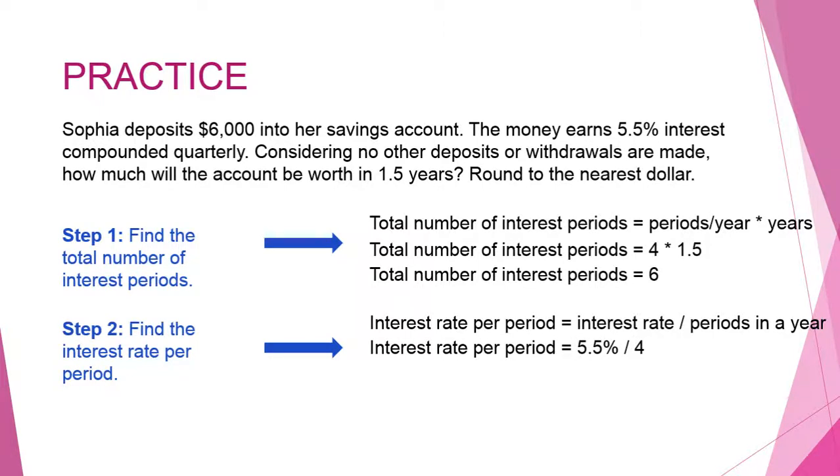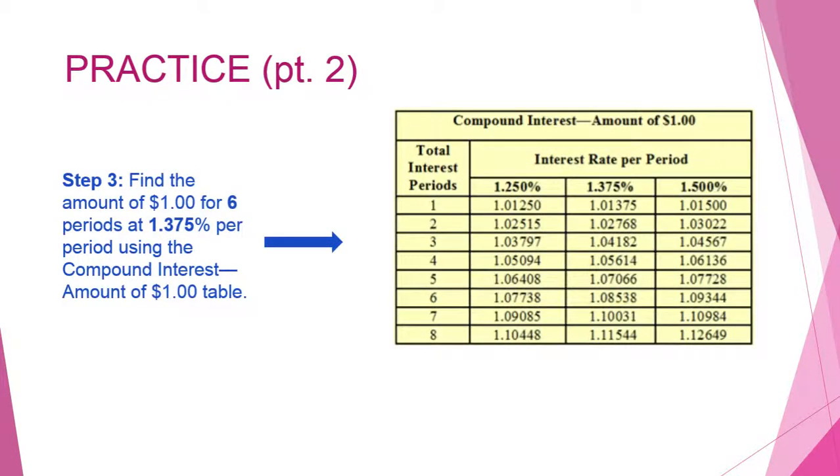So 5.5% divided by 4, giving us 1.375%, or converting it to decimal is 0.01375. And the second step is to find that on the table, right? So remember, it's 6 periods at 1.375% per period. So we're looking at 6 periods, so that row, and then the 1.375 column.